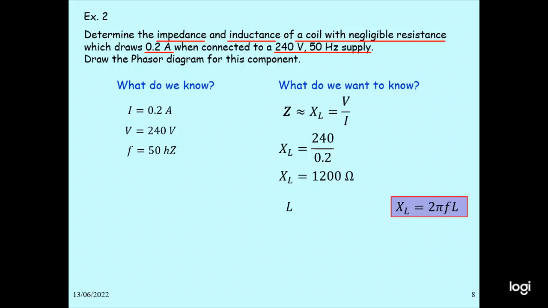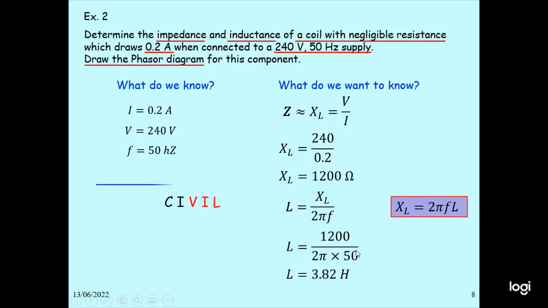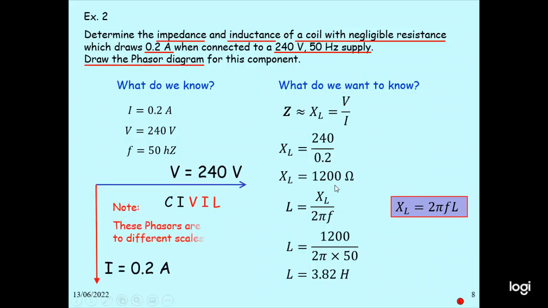X_L equal to 2πfL, then you have to find L equal to X_L by 2πf. 1200 divided by 2π into 50, you got 3.82 henry. Then you have the diagram, here this is the current. So this is a phasor diagram.